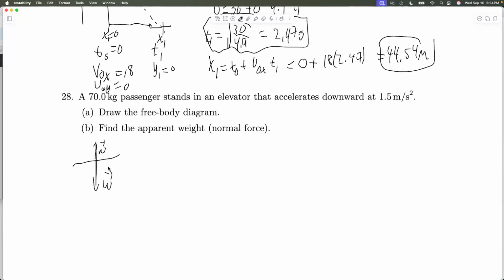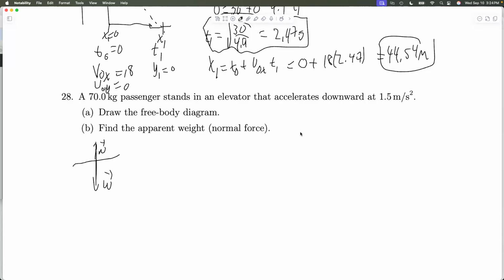If the elevator is accelerating downward, you're going to feel less of a normal force. You're going to feel like you weigh less than normal. That's why you feel kind of weightless. Well, you get that little flurry in your stomach when the elevator is going down. The normal force is going to be less than the weight.